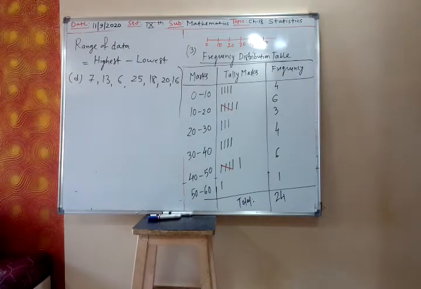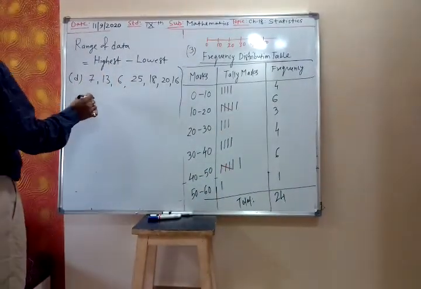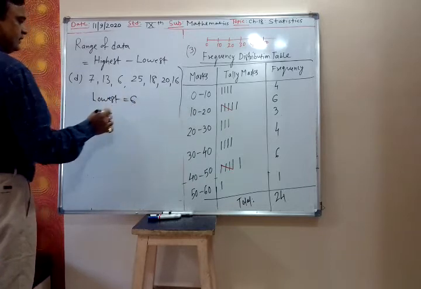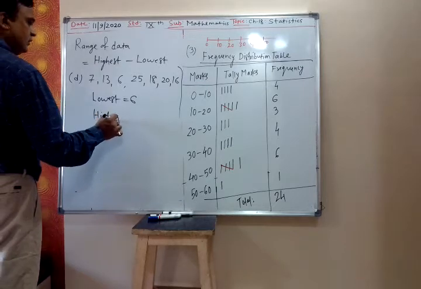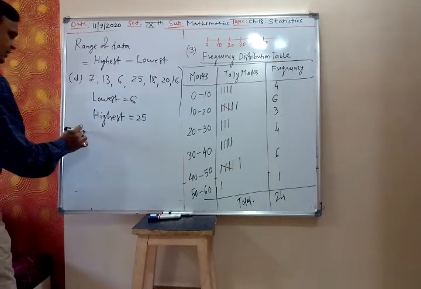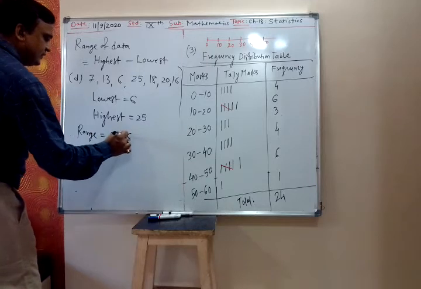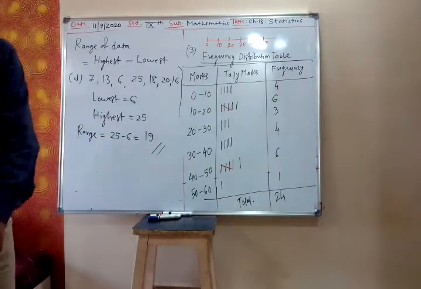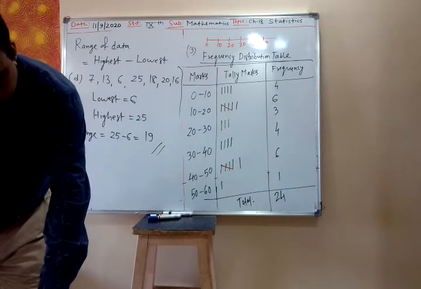Range of data. So what is my lowest number? Yes, lowest is 6. Highest is 25. So range is highest minus lowest, that is 25 minus 6, which is 19. So 19 is the range. So D we have done.